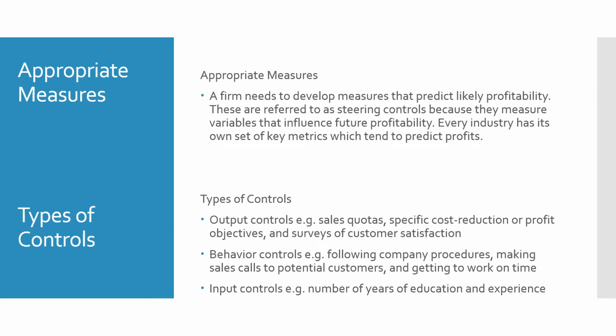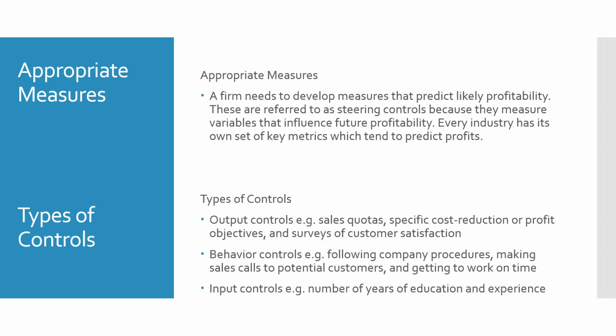Every industry has its own set of key metrics which tend to predict profits. Thus, airlines closely monitor cost per passenger mile. Retail stores use the inventory ratio in which a retailer's cost of goods sold is divided by the average value of its inventories. Or another steering control frequently used by companies is customer satisfaction.